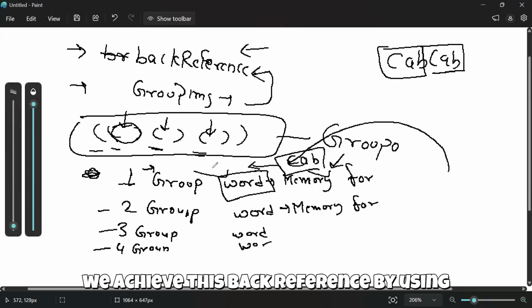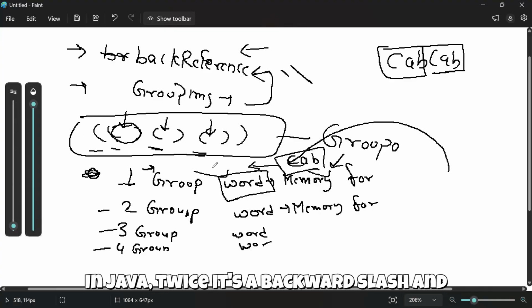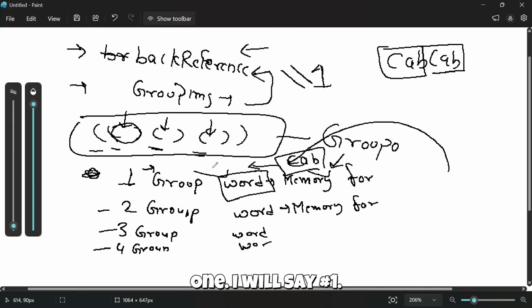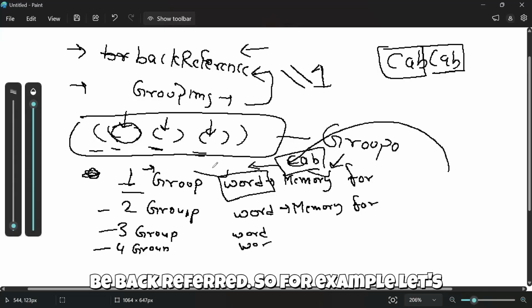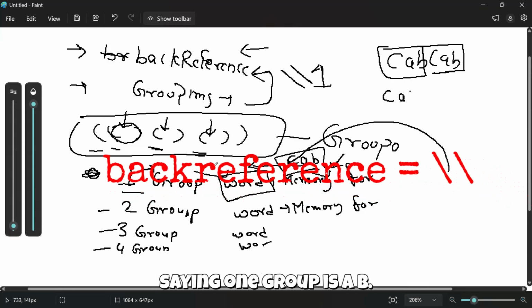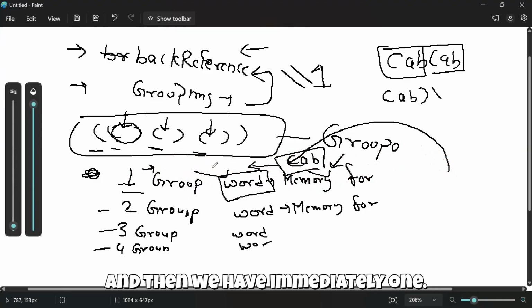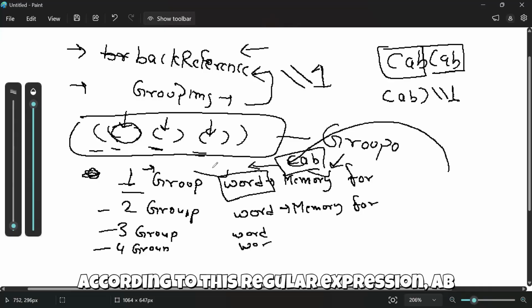And how do we achieve this back reference? By using the backward slash. In Java, twice we will say backward slash and the number of the group. Let's say group 1, I will say number 1. So the number 1 group will be back referred. For example, let's say I have one group AB and then we have immediately 1. What does this mean? AB is one group. According to this regular expression, AB is group 1.